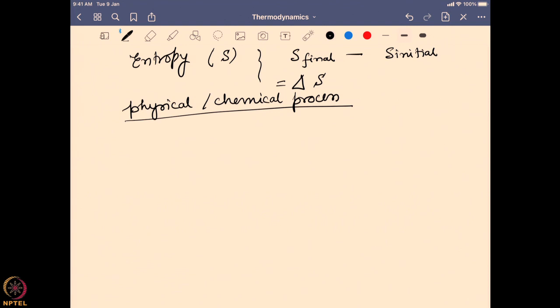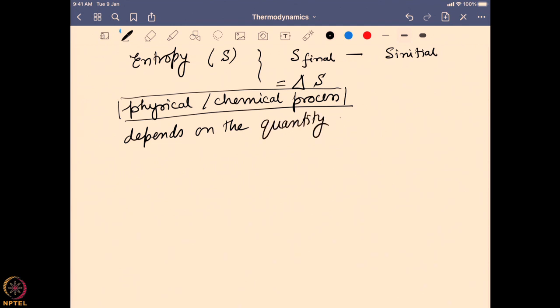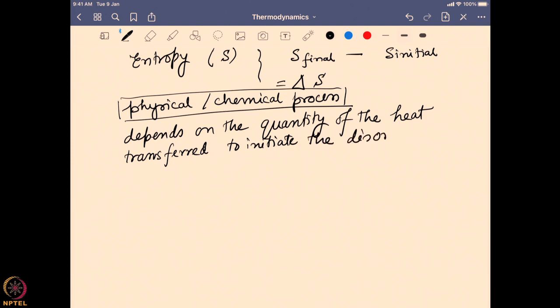And this particular entropy change during a physical or chemical process depends on the quantity of heat transferred to initiate the disorder in the molecules.